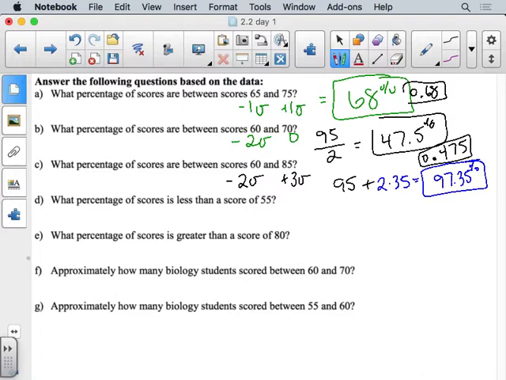What is the percentage of scores less than 55? So I think we calculated that as something like 0.15% chance of happening. Super small. If that was a decimal, it would be 0.0015.